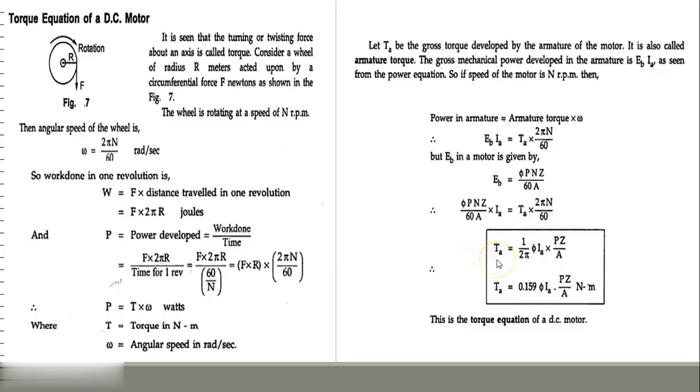Take TA on one side, the remaining on the opposite side. TA is our requirement. So TA is equal to 1 by 2 pi, whose value is 0.159, into phi Ia P Z by A newton meter. It is the torque equation of DC motor.